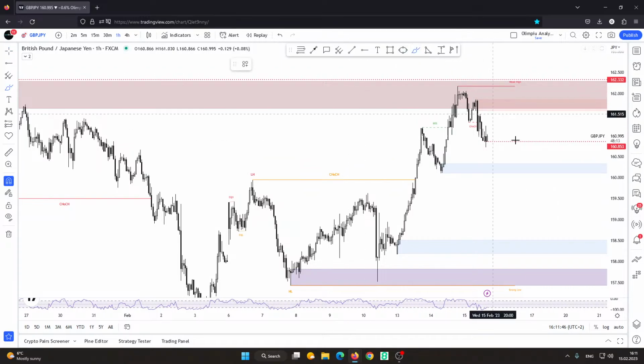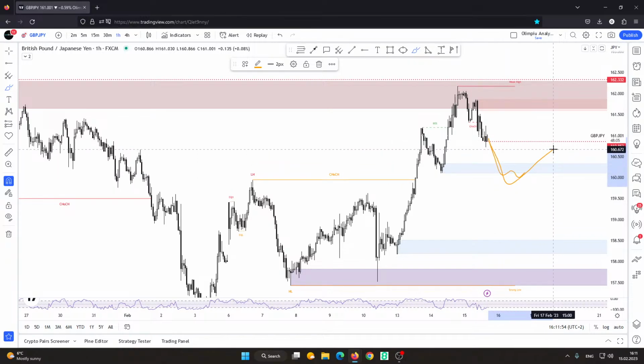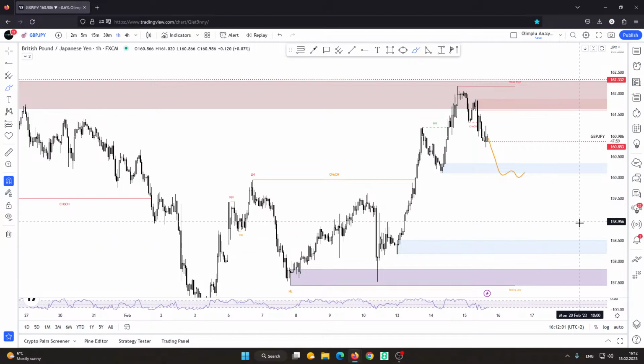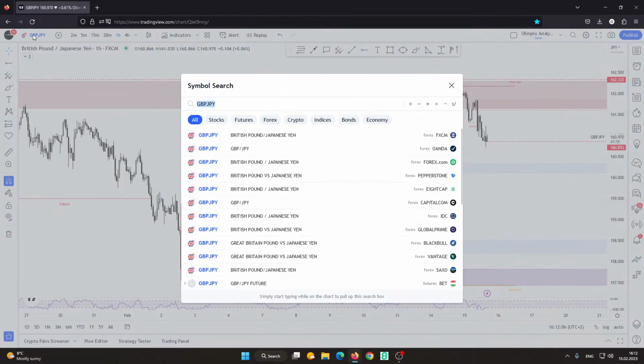As I've said, if the price invalidates this demand zone to make a new lower low, then we could wait for a potential rebound before going short again, and then maybe the price could approach and reach 159, but also only after taking out this zone.